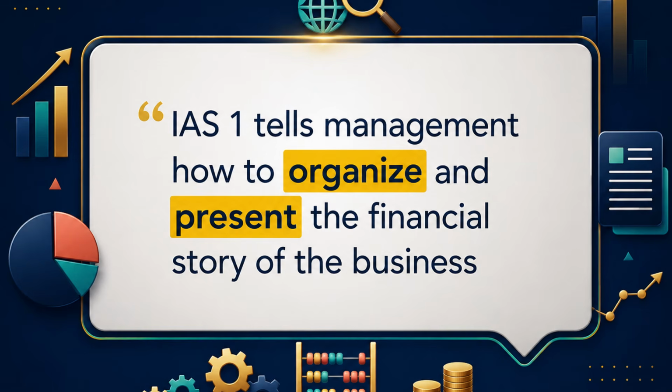So what does IAS 1 actually do? Simply, IAS 1 tells management how to organize and present the financial story of a business. It does not calculate the individual numbers. That's the role of other IFRS standards. Instead, IAS 1 ensures those numbers are presented clearly, consistently, and meaningfully for investors, lenders, and other stakeholders.